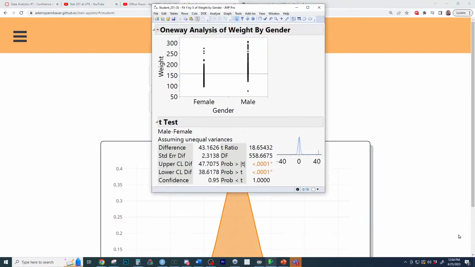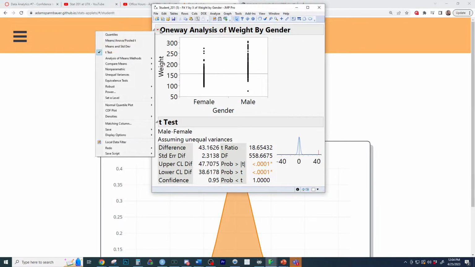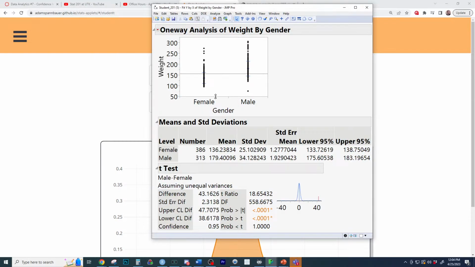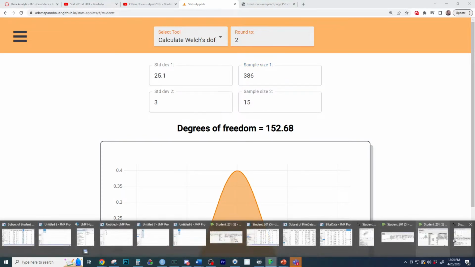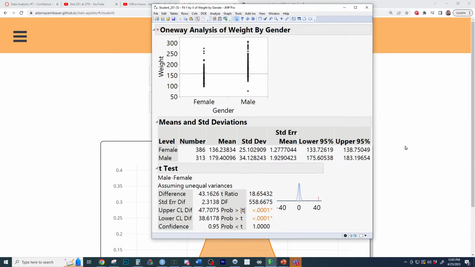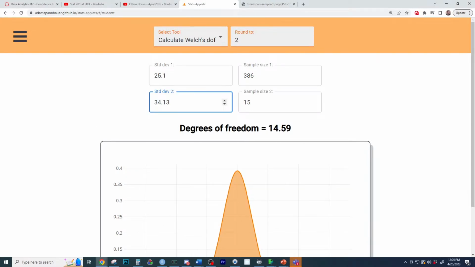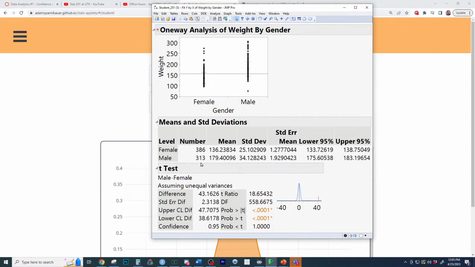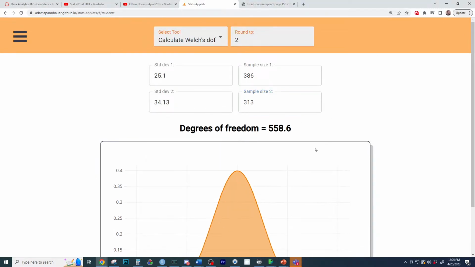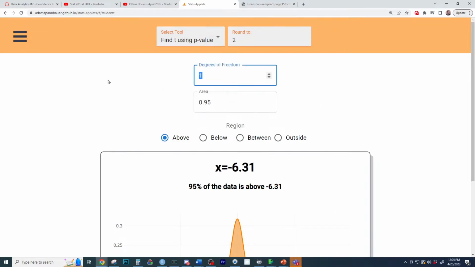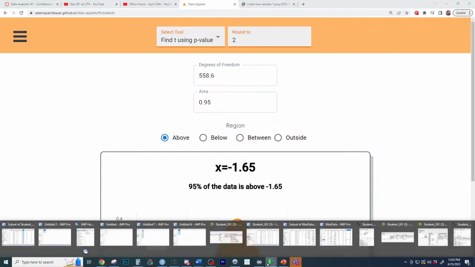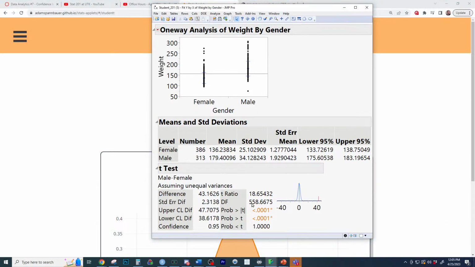If we're to do all this work by hand right here, we would need to go to the data and go here to means and standard deviations. So the standard deviation for the first one is 25.1, and I think I saw 386. And then for the second one, this is like the long way, 34.13, and then sample size 313. And degrees of freedom 558.6. And I think it carries that over for you. It doesn't. That's the one change I would make right now. And if you look right here, 558.66.